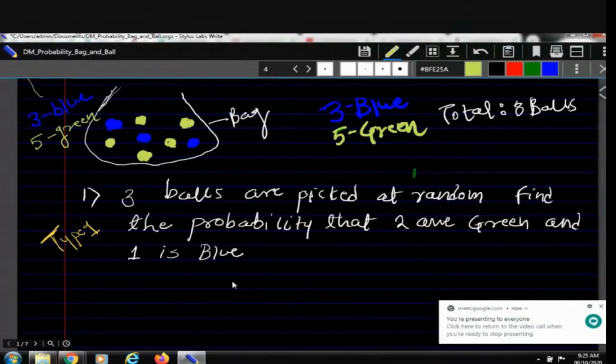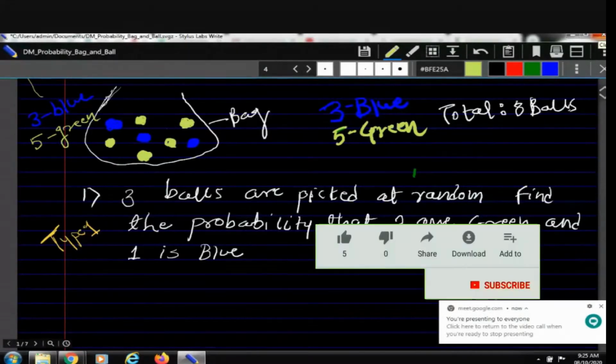In the previous lecture, we studied the problems based on dice and playing cards. In yesterday's tutorial for A and B batch, we discussed some problems of the bag and ball. So we are going to start with the same problem, that is the bag and ball problem.